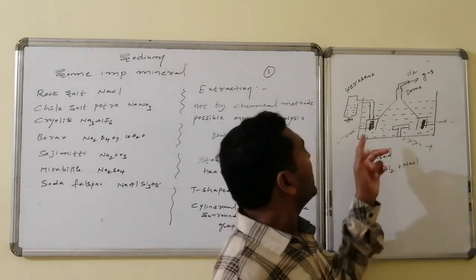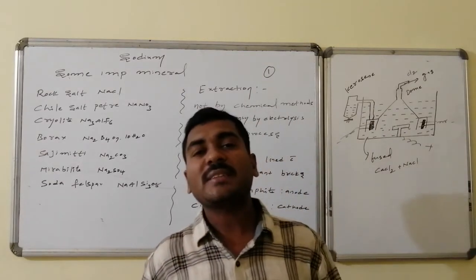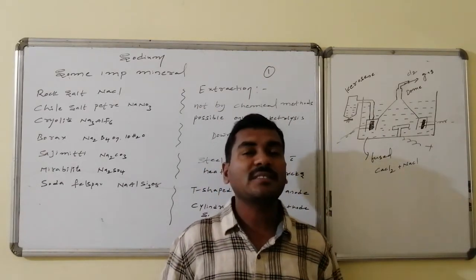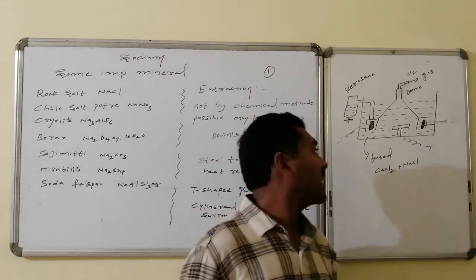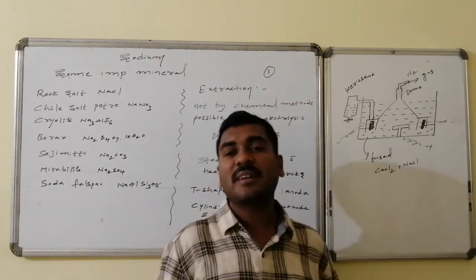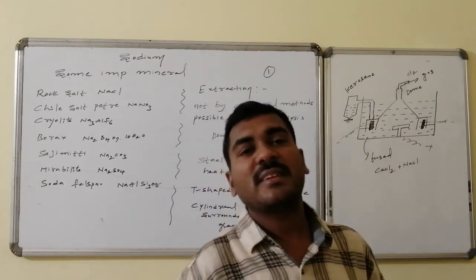In the same way, at both ends of the cathode, a vertical tube is kept which has a lower temperature, and the purpose of this is that at the cathode reduction takes place. Due to reduction, sodium undergoes reduction and sodium metal formation takes place.